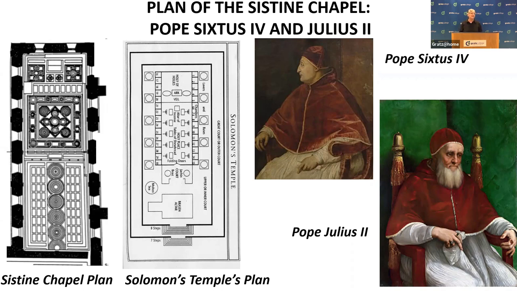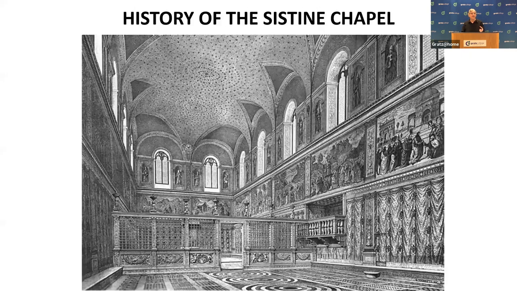So why make the Sistine Chapel based on Solomon's Temple? Well, there's clearly a theological purpose behind this, and that is to demonstrate that the church is now the new temple, and that since the Jewish temple is no longer standing, the church is the new temple. Here's a picture of what the Sistine Chapel looked like before the ceiling was painted. And it simply shows a ceiling with a field of stars in it, as if it were the nighttime sky.